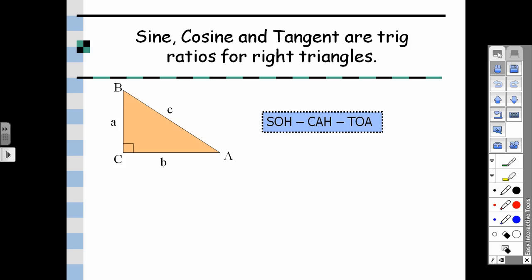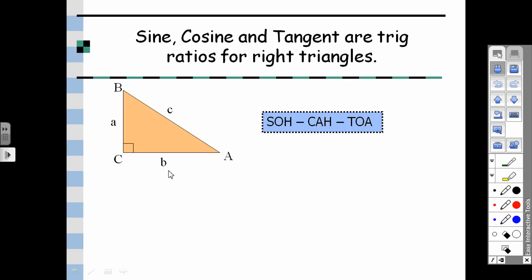They are trigonometric ratios for right triangles. And if you remember what a ratio is, it's a comparison of two or more numbers. So what we're going to be doing is looking at two sides of a right triangle and writing it as a ratio. And depending on which two sides we're using and which angle we're talking about, it's going to either be sine, cosine, or tangent.